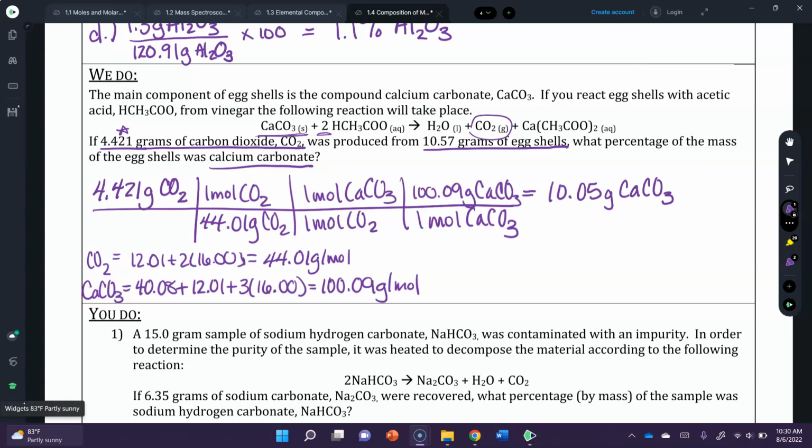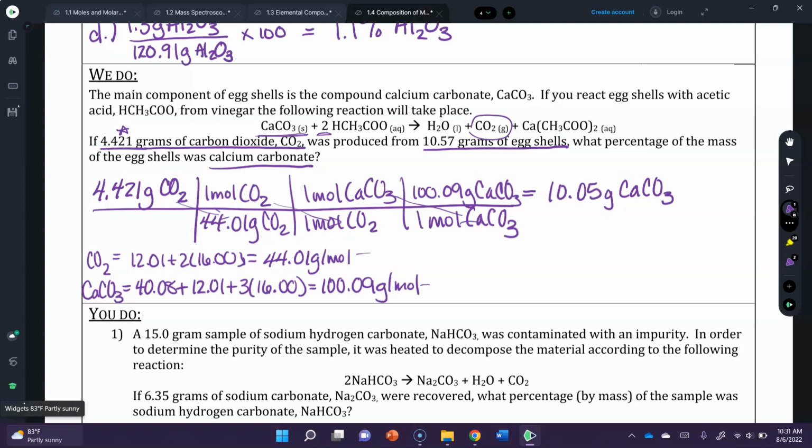Okay, so doing the first conversion, you should go from grams to moles of CO2 to moles of calcium carbonate to then grams of calcium carbonate using molar masses. You should get 10.05 grams of calcium carbonate. Remember to drag units diagonal so that they cancel. Okay, and you go step by step using the mole map that we learned in your first year chemistry class.